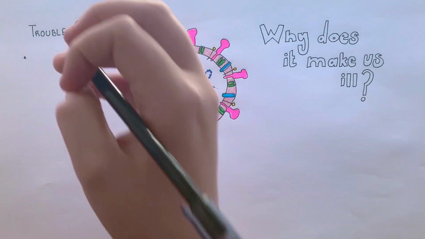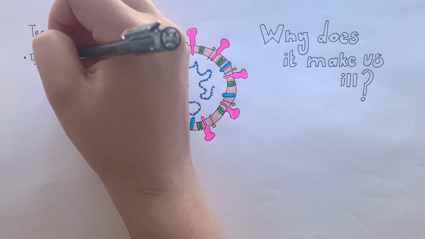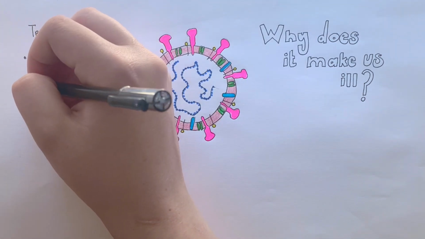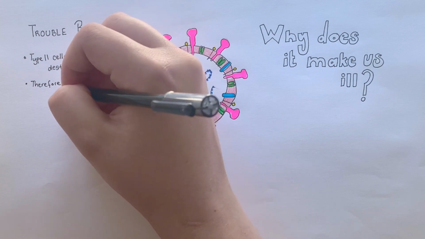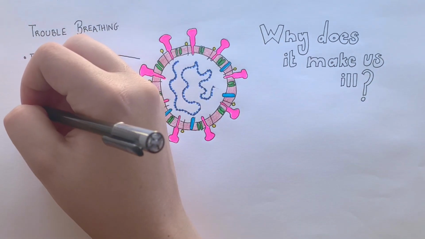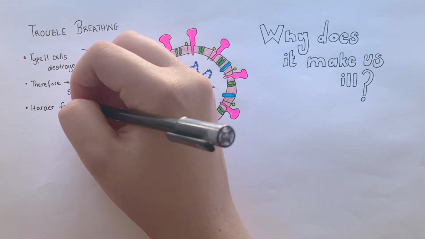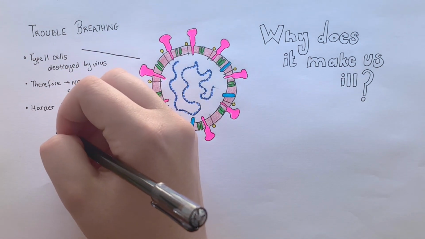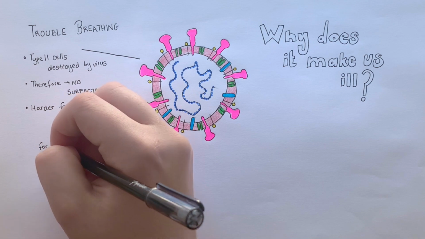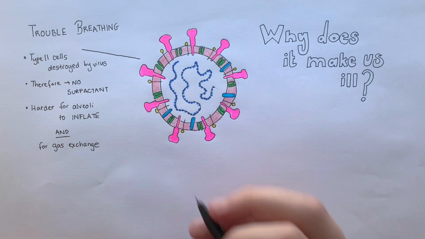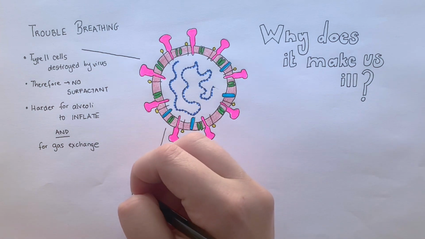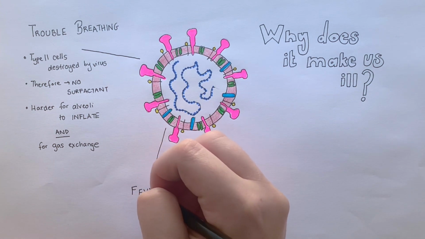That's because these type 2 cells, the ones which are most likely to be invaded by this virus, end up being destroyed by that process I talked about, apoptosis. Therefore, because type 2 cells make surfactant, there's no surfactant, so it's harder for the alveoli to inflate and for gas exchange to occur. Fever is another symptom, and this is due to our own immune system.